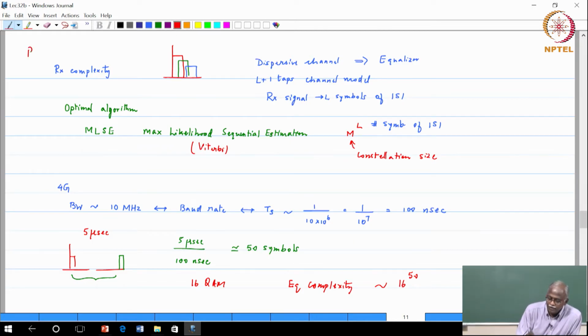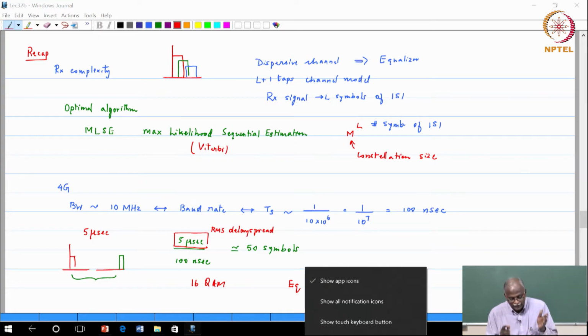So this slide is just reused from yesterday's talk. We said that in a practical channel, this 5 microseconds is a very practical number. Many measured wireless channels have an RMS delay spread of roughly that order. That is why we are using that number.